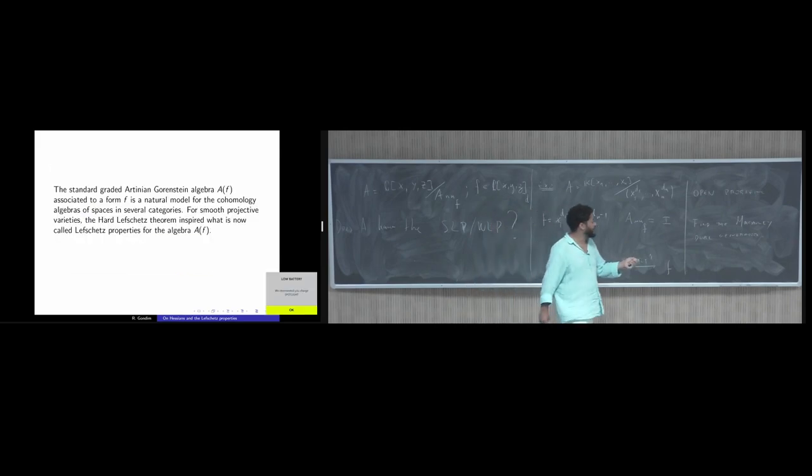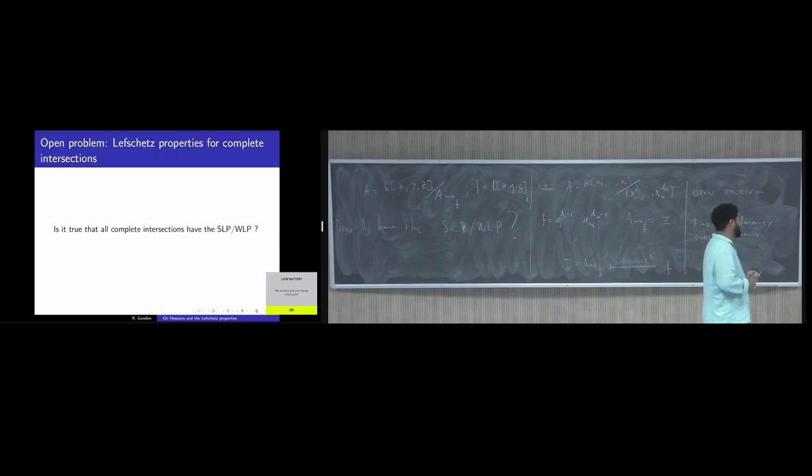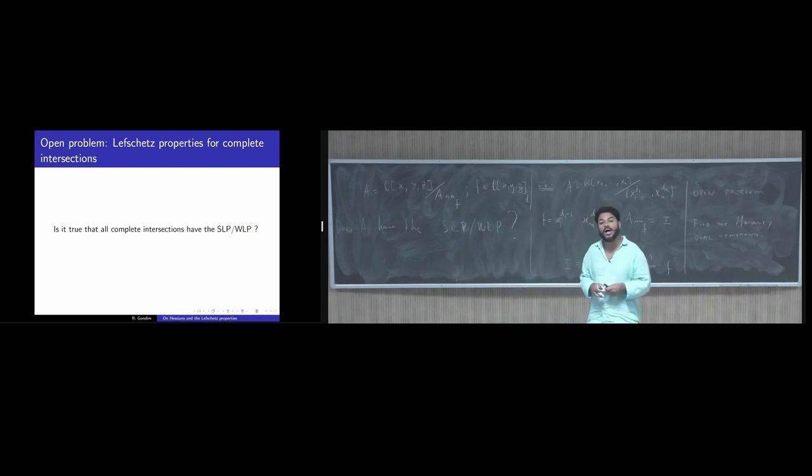It doesn't work. As I said, AG algebras are a natural model for cohomology. Open question: is it true or false that all complete intersections have the SLP? We saw that monomial complete intersections actually have the SLP, but we don't know in general.